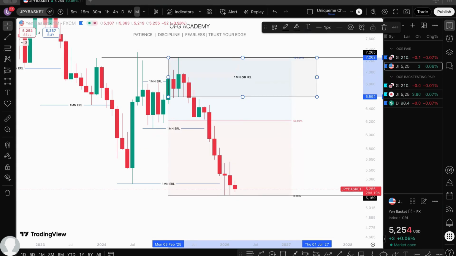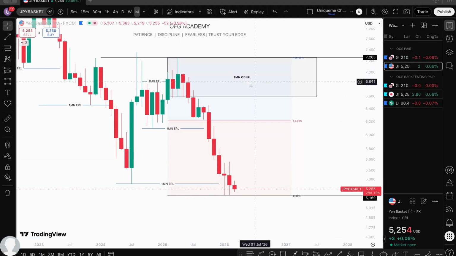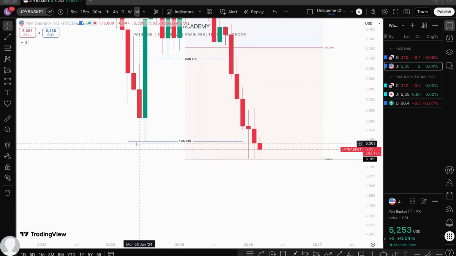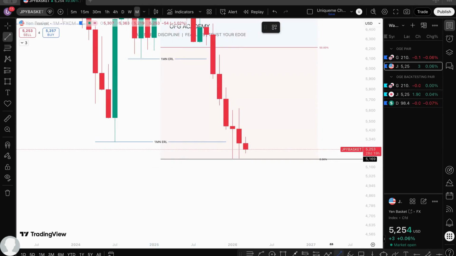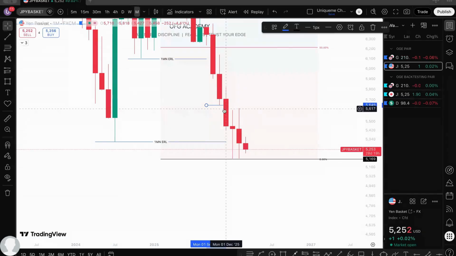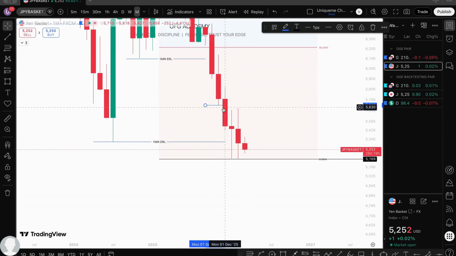MNOB IRL, and we have a breaker block or a mitigation block here. Now we know that price has taken out liquidity here as external range liquidity, but currently where is price? Currently price is still bearish because the last low that was taken with a body was around here. All these are liquidity, like in a range. This whole section is in a range, but the last break of structure here that price is showing us currently is still fully bearish.